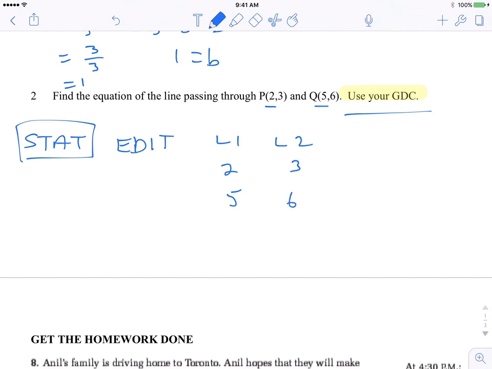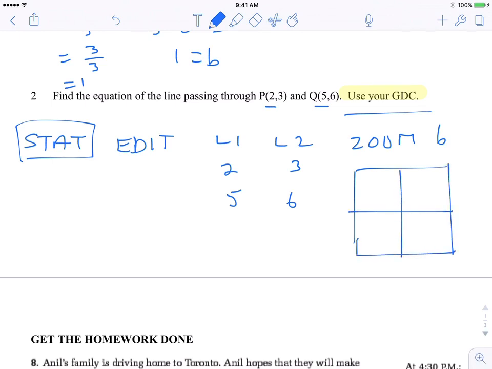And then when you graph, if you go to zoom 6, which is zoom standard, you'll get your standard window, and that'll make automatically 10 by 10 by 10 by 10. So this will go up to positive 10 here, negative 10 there, positive 10 here, and negative 10 there. And if you graph this properly, remember to turn your stat plot on. How do you do that? You go to the second function, y equals, and turn your stat plot on.